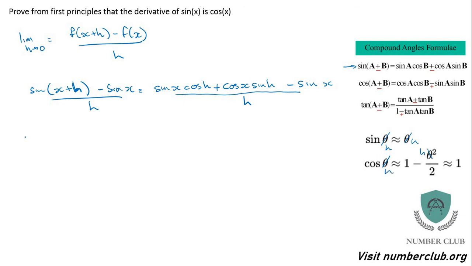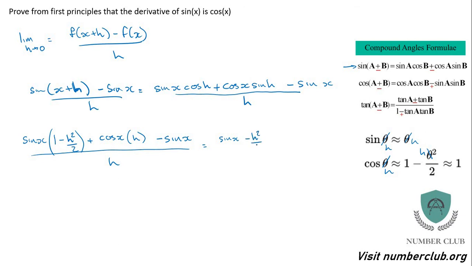Okay, so what we'll have is sine of x lots of cos of h, where h is so small that we can use this small angle approximation, which is 1 subtract h squared over 2, plus cos of x sine of h, which is so small that it approximates to h, minus sine of x all over h. Okay, now a bit of tidying, and we're going to end up with sine of x minus h squared over 2 sine of x plus h cos x minus sine x all divided by h.